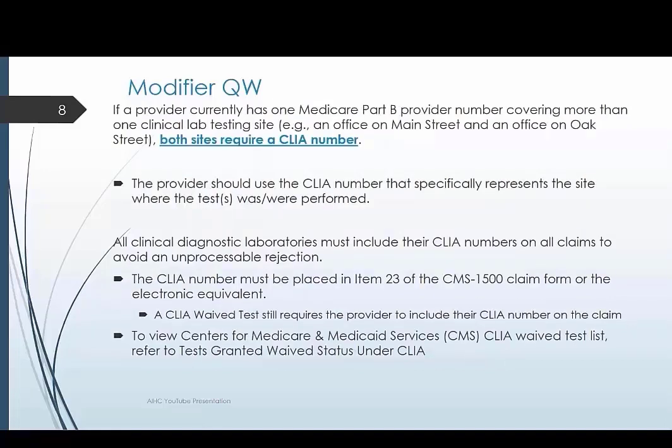If a provider currently has one Medicare Part B provider number covering more than one clinical lab testing site, both sites are required to have a CLIA number. The provider should use the CLIA number that specifically represents the site where the tests are being performed. Now, all clinical laboratories must include their CLIA numbers on the claim to avoid an unprocessable rejection. And this is placed in item 23 on the 1500 claim form, or the electronic equivalent.